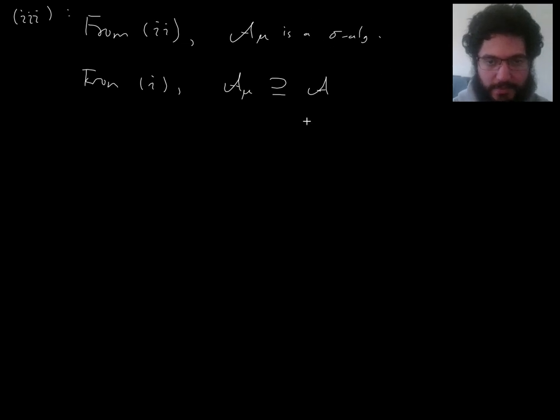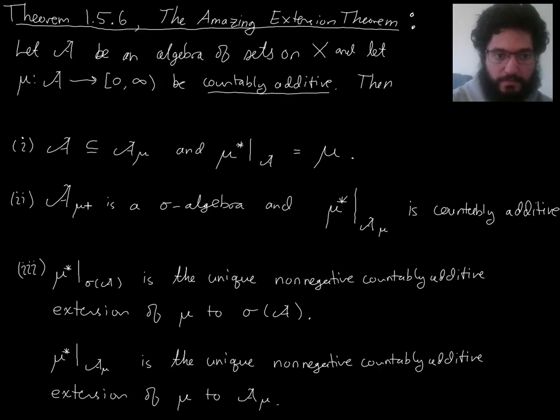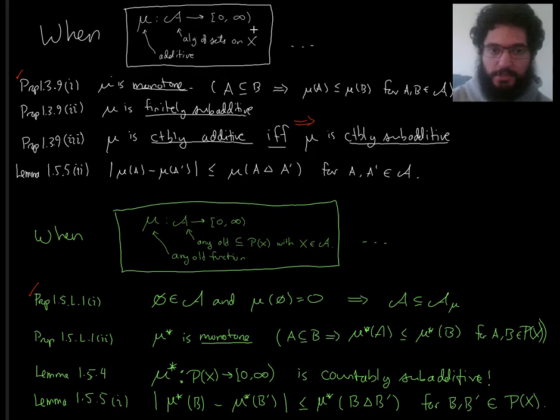Okay, this is going to take a lot of work to prove. So, since it's a sigma algebra containing A, it contains the supposedly smallest sigma algebra that contains A, namely the sigma algebra generated by A. So, since in part 2 we proved that mu star is countably additive on A_mu, and since A_mu contains the sigma algebra generated by A as a subset, it follows that mu star is countably additive on the sigma algebra generated by A.